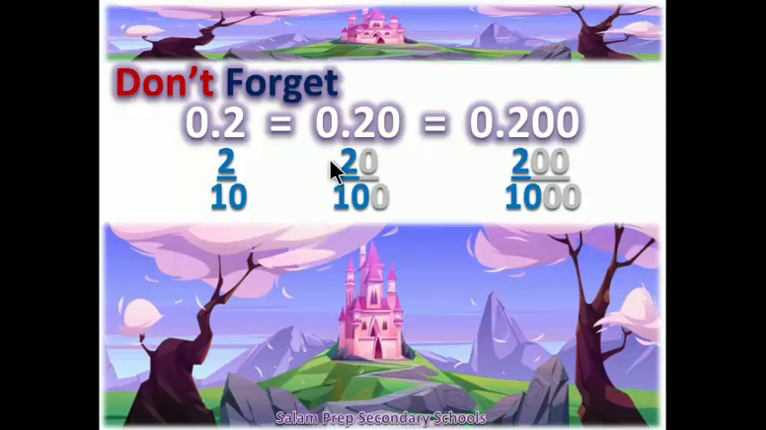Please look with me. 20 over 100. We can remove this 0 with this 0. So the fraction will be 2 over 10. So 2 over 10 equals 20 over 100. Okay? 200 over 1000. We can remove 2 zeros from the numerator and denominator. Okay? The fraction will be 2 over 10. So 2 over 10 equals 200 over 1000.